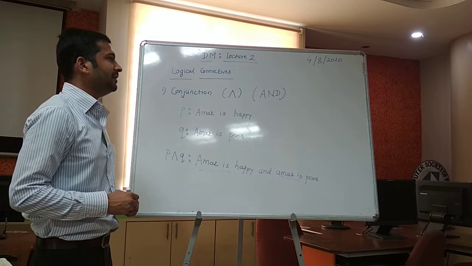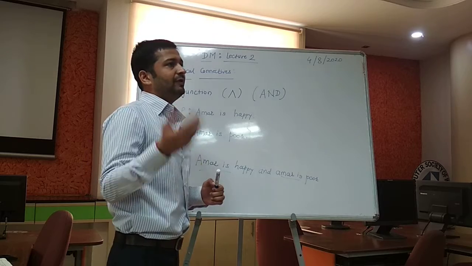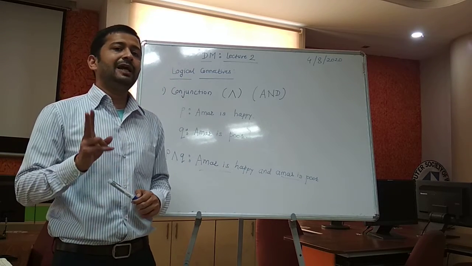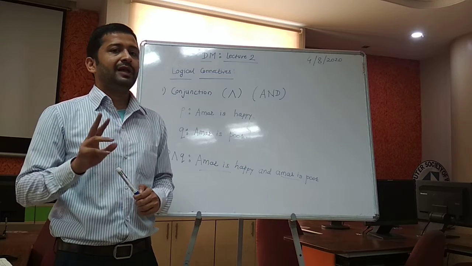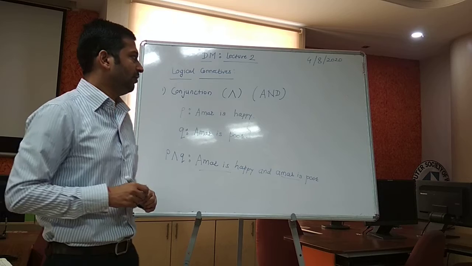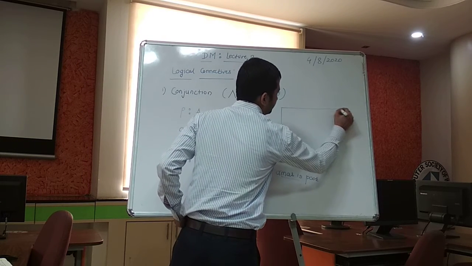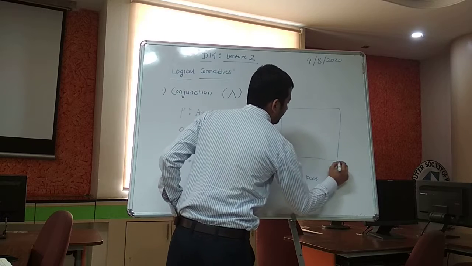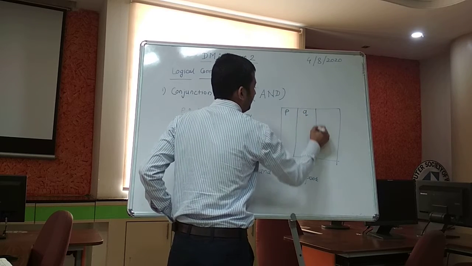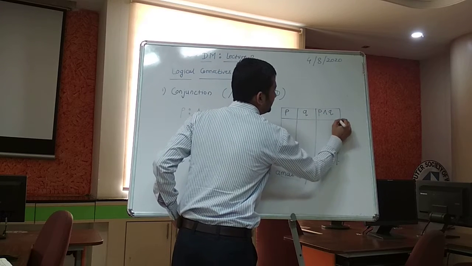So the truth table for the logical connective conjunction: for that we require the formal definition of conjunction. When both the input statements are true, then the output statement is true, otherwise it is false. So we will draw the truth table regarding conjunction. We'll take the truth values as P statement, Q statement, and P and Q as the attributes of this truth table.